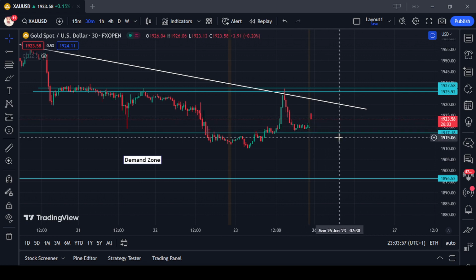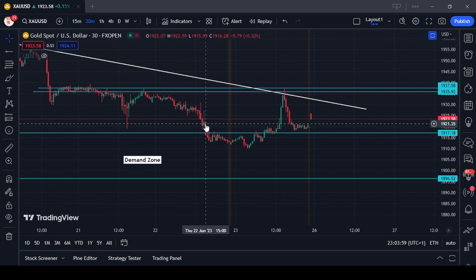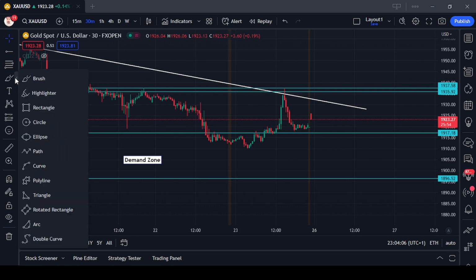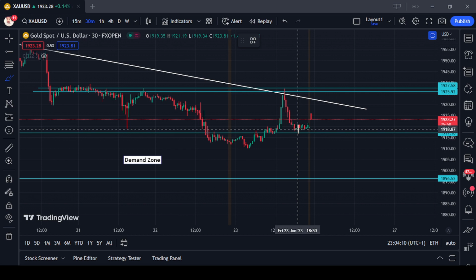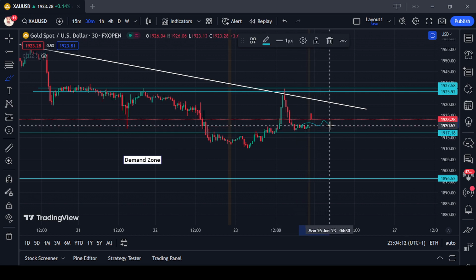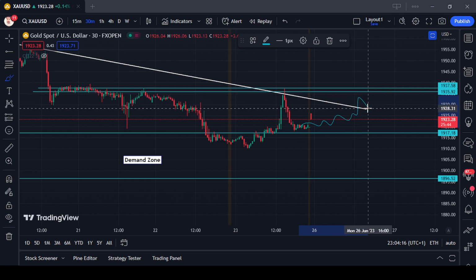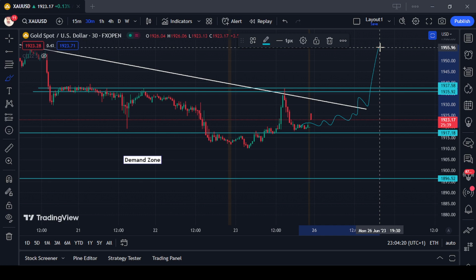Now if gold makes a position like this one and holds this position, if I just mark the position like if it goes like this, makes this position and then retests this trend line, then gold could possibly move in this direction.